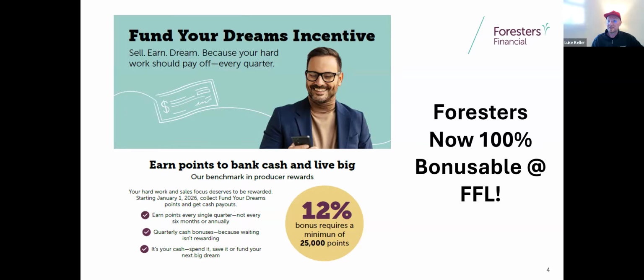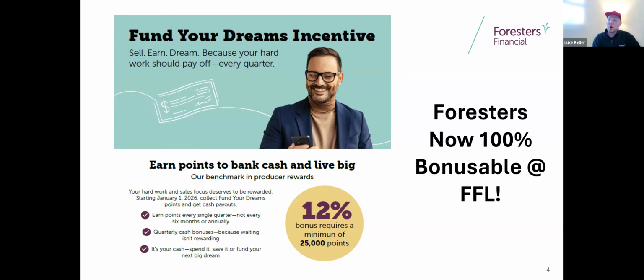The minimum requirements to hit this, guys, the bar is so low. It's incredibly easy for agents, and especially for a new agent or an agent who's new to Foresters, to have a great first experience and earn themselves a bonus in that first quarter. Day one of quarter three was yesterday, so the clock has already started. But the minimum to qualify, guys, is only 6 applications and 25,000 in annual premium. So as long as you hit those 2 benchmarks, you'll earn 12% bonus on top of those commissions.